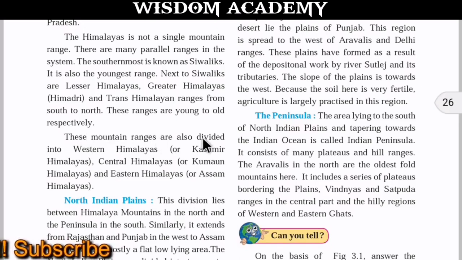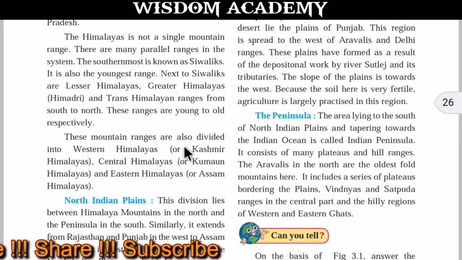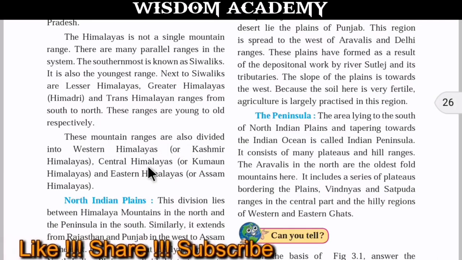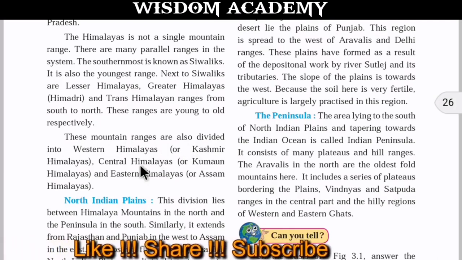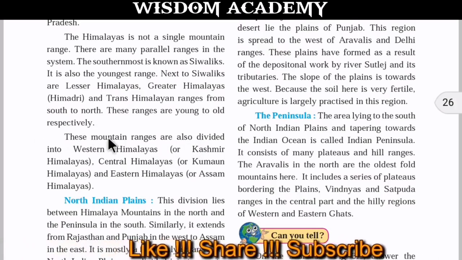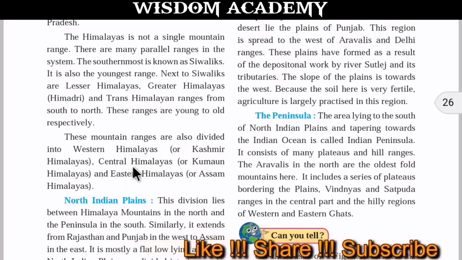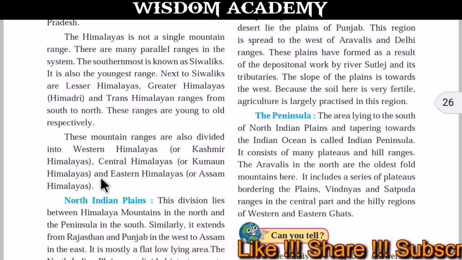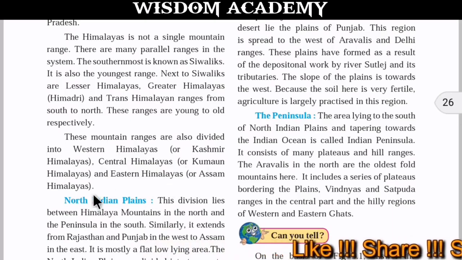And the mountain ranges are divided into Western Himalayas. The Himalayas in Kashmir are called Western Himalayas, so it is also called Kashmir Himalayas. In the central region, in Uttarakhand and Himachal Pradesh, we have Himalayas that are called Kumaon Himalayas. In the eastern part, in Assam, we call the Himalayan ranges Assam Himalayas.